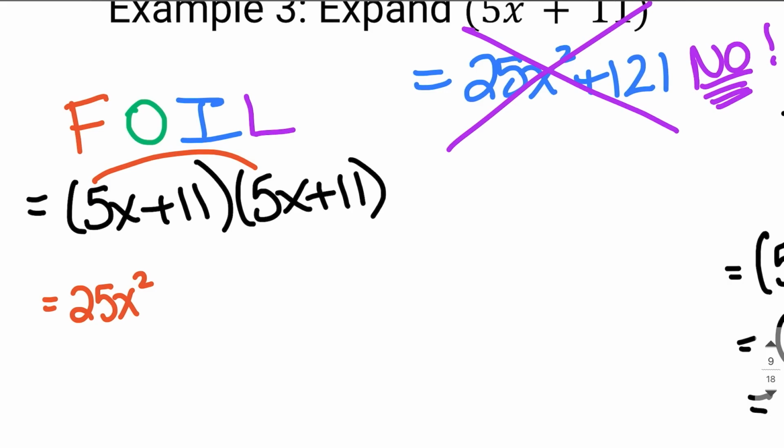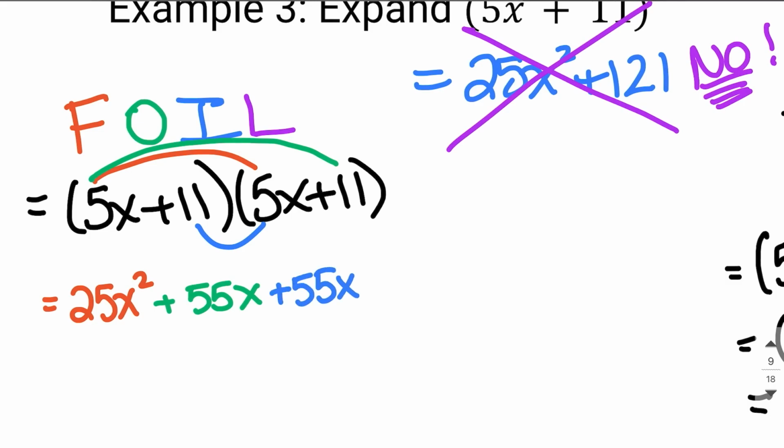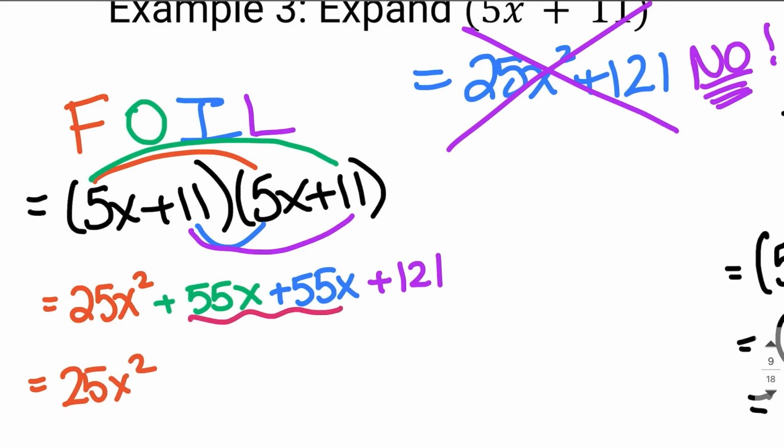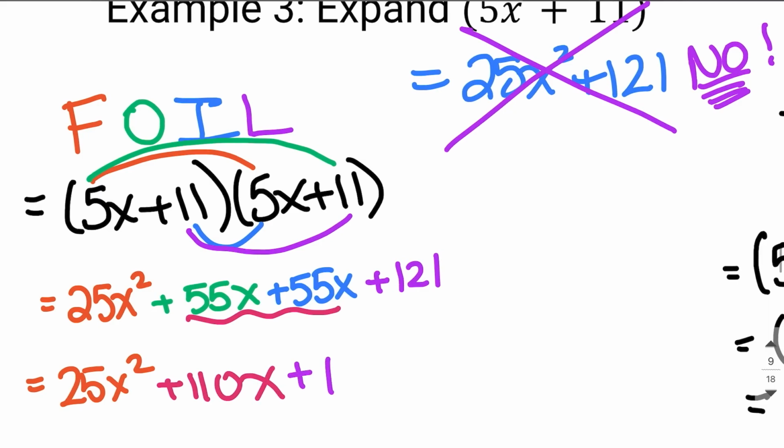O stands for outside, so I'm going to go to the outermost terms and multiply those together, and I get 55x. I stands for inside, so I'm going to multiply the innermost terms together. L stands for last, so I'm going to do 11 times 11, which is 121. Then I'm going to collect my terms together, and I know that these two together would equal 110x, and then I would add 121.